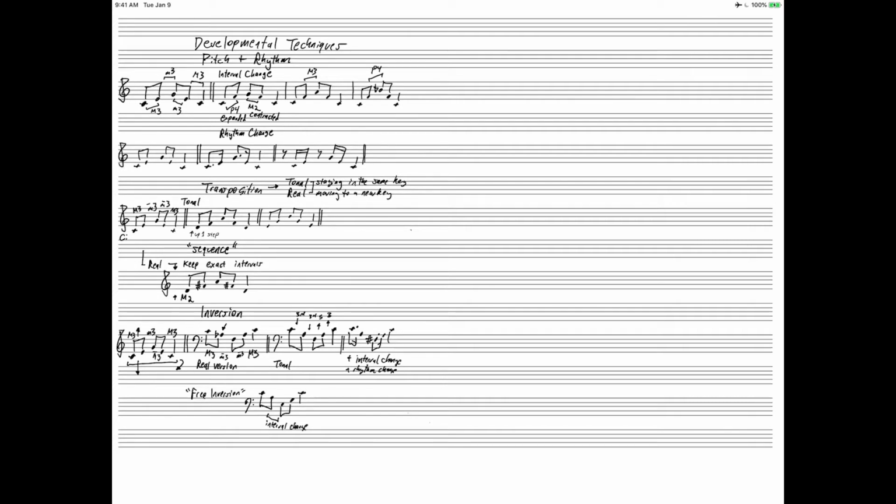We saw some instances of free rhythm change, and we saw tonal and real transposition, or sequencing. Those were instances of tonal transposition that kept us in the same key, and real transposition moved us to new key areas.